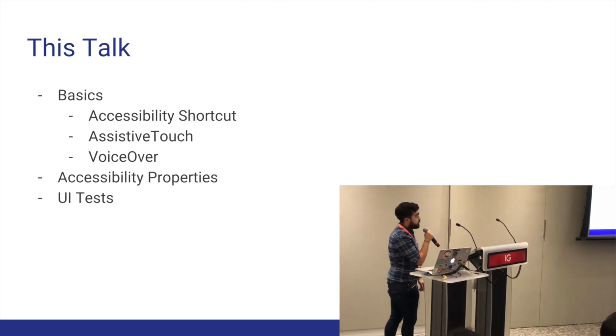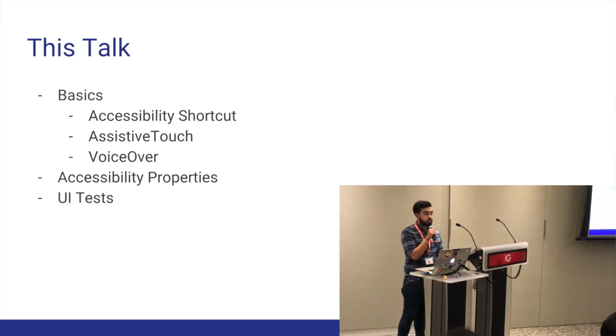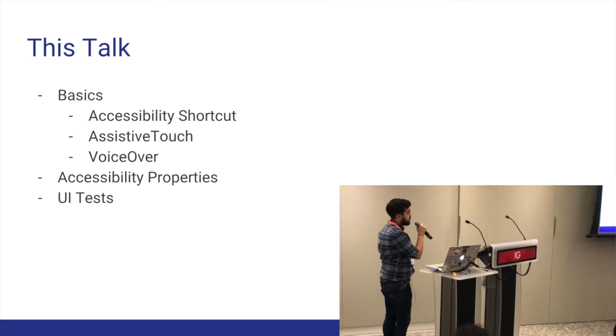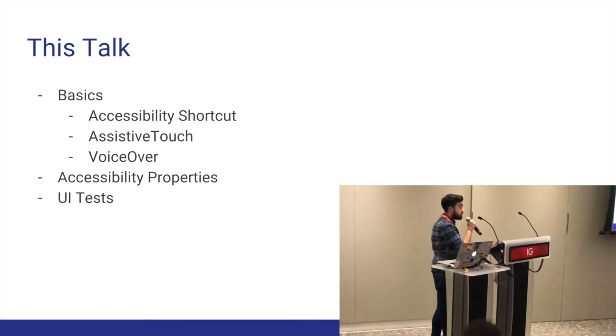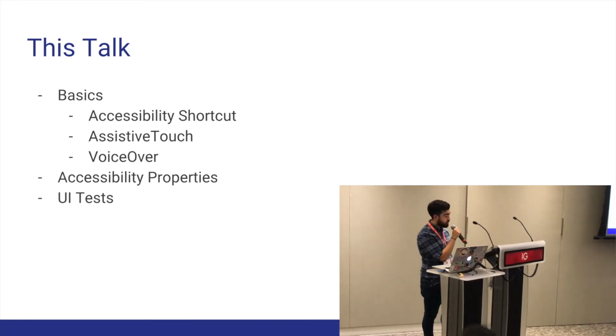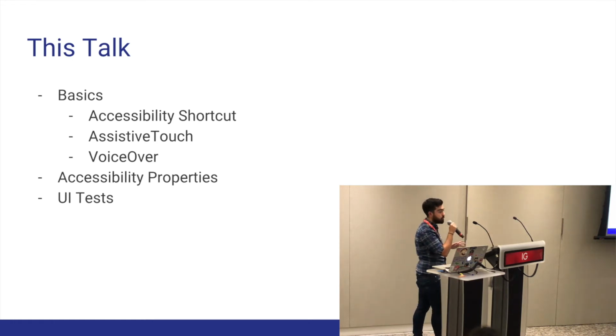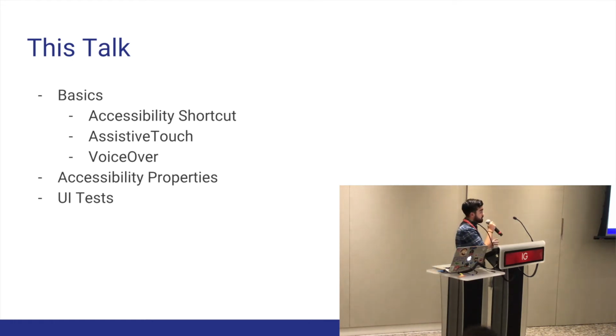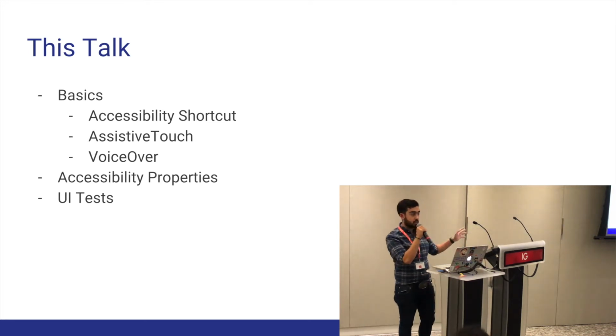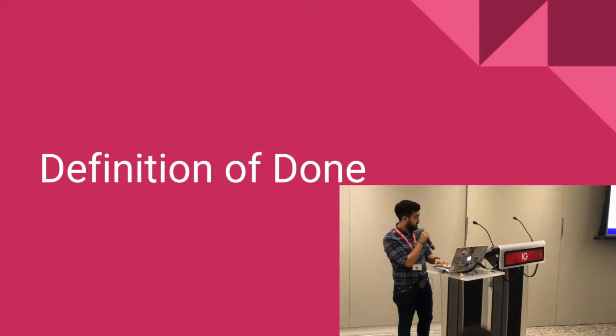So in this talk, we're going to go over some basics. We're going to cover some fundamentals about iOS accessibility. We're going to talk about some useful tools that you can use, so things like accessibility shortcuts. We can go through Assistive Touch and VoiceOver. We're then also going to get into a little bit of tech, so we're going to start looking at how you're going to implement that as all super cool iOS engineers in terms of your code. And we're then going to talk a little bit more about UI tests as a whole, so once you've learned all those bits.